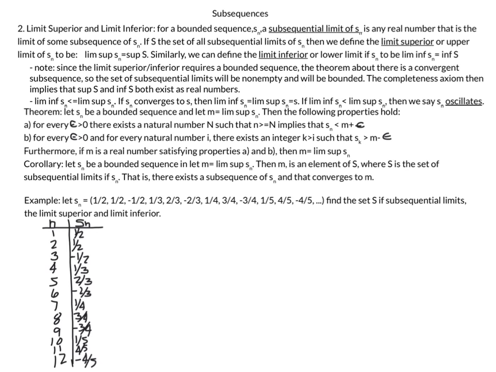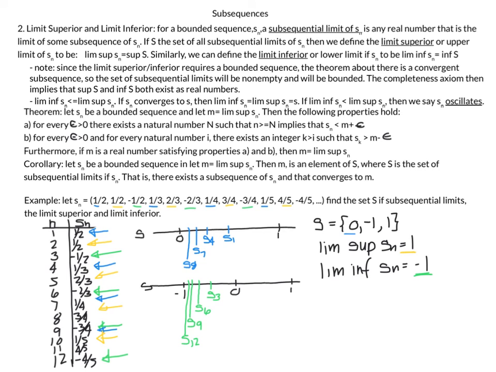And here we have another example. We have Sn written here and also here. We want to find the set S of subsequential limits, and then we want the limit superior and limit inferior. I divided this into 3 subsequences, which was sort of trial and error. I could see this blue sequence, every third one, seems to be approaching 0. So I underlined my 0 in blue to remind me that this blue sequence is going to 0.